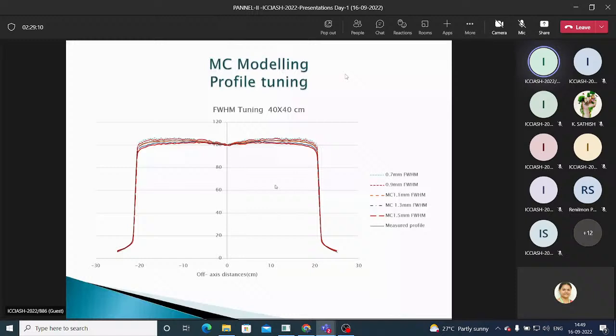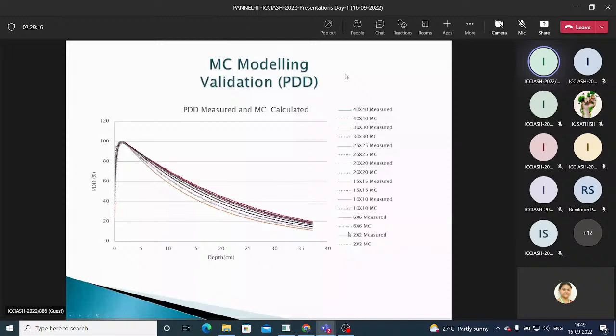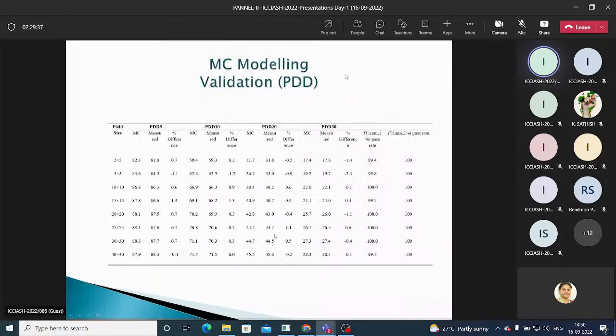Once the model is tuned, we look at all other field sizes, going from 2 by 2 centimeters square to 40 by 40 centimeters square. All those curves we measured, and we modeled. The model data should match the measurement. Only then will we consider this a validation procedure. This is the depth dose, and these are some of the points in the curve we are comparing, and how it looks.